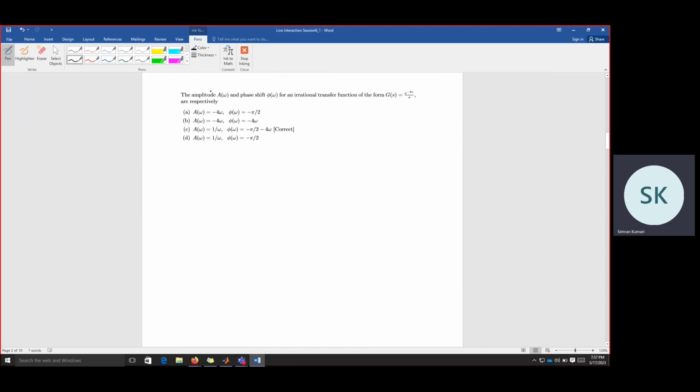What does it say? We have to find the amplitude and phase shift of an irrational transfer function G(s). So this is the transfer function, and we have to find the amplitude and phase shift. How will we find it? We'll just find G of j omega. This will be e to the power minus 4 j omega by j omega. Okay, so we have to find the magnitude. So what will be A of omega? This will be mod of G of j omega.